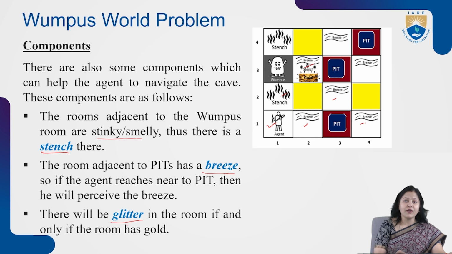Then the third component is glitter. There will be a glitter in the room if and only if the room has gold. The room which contains gold will glitter. So that is why glitter is one of the components. Stench is also a component. Breeze is also one of the components.